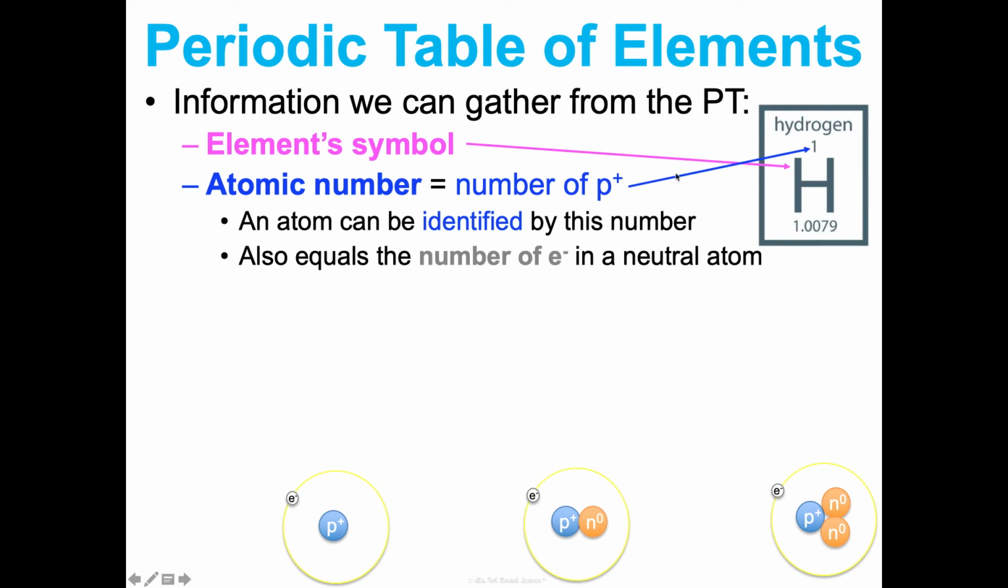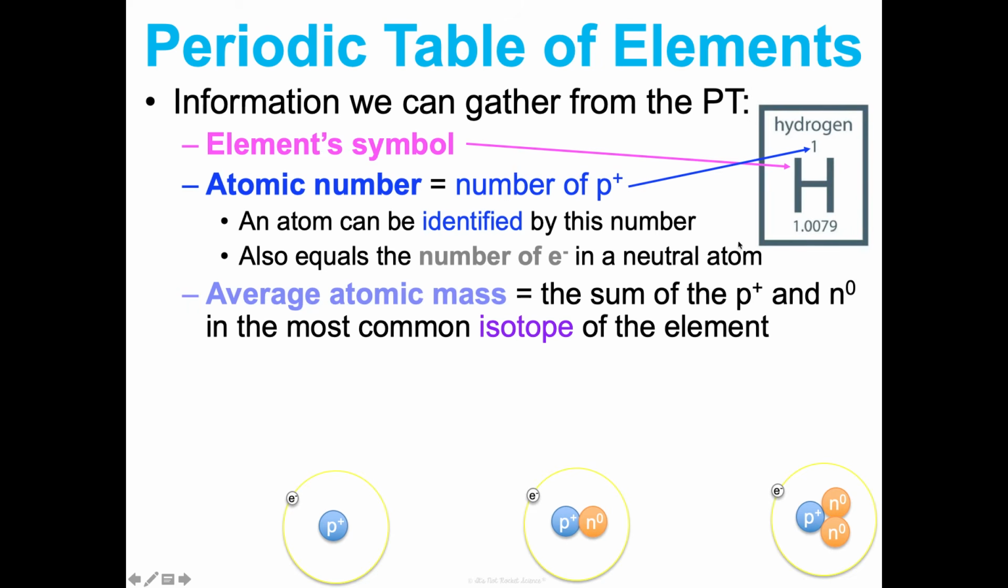It's representative of the number of protons. So if a hydrogen atom somehow gained another proton, it would not be hydrogen anymore. It would be helium. Also, if an atom has an overall neutral charge, that means that the number of electrons, the negatives, balance out with the number of protons or positives. So in a neutral atom of hydrogen, there's 1 proton, and then there would also be 1 electron to balance it out.